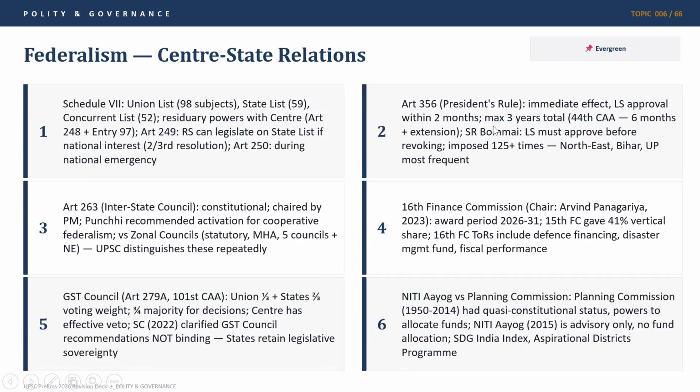Lok Sabha approval within 2 months; President's rule can be for a maximum of 3 years, and it can be extended only for a period of 6 months, as given by the 44th Constitutional Amendment. 44th Constitutional Amendment, 42nd Constitutional Amendment.